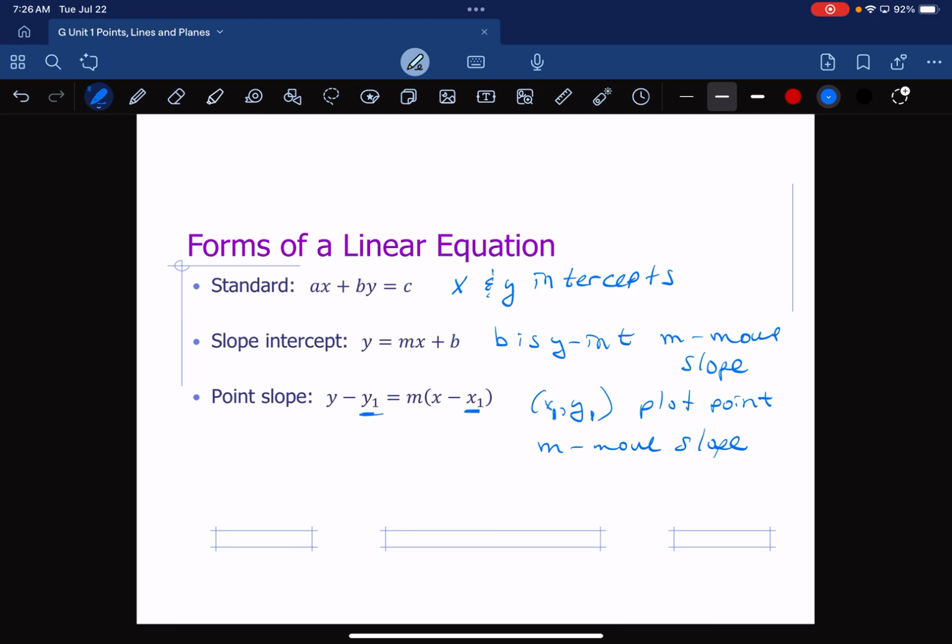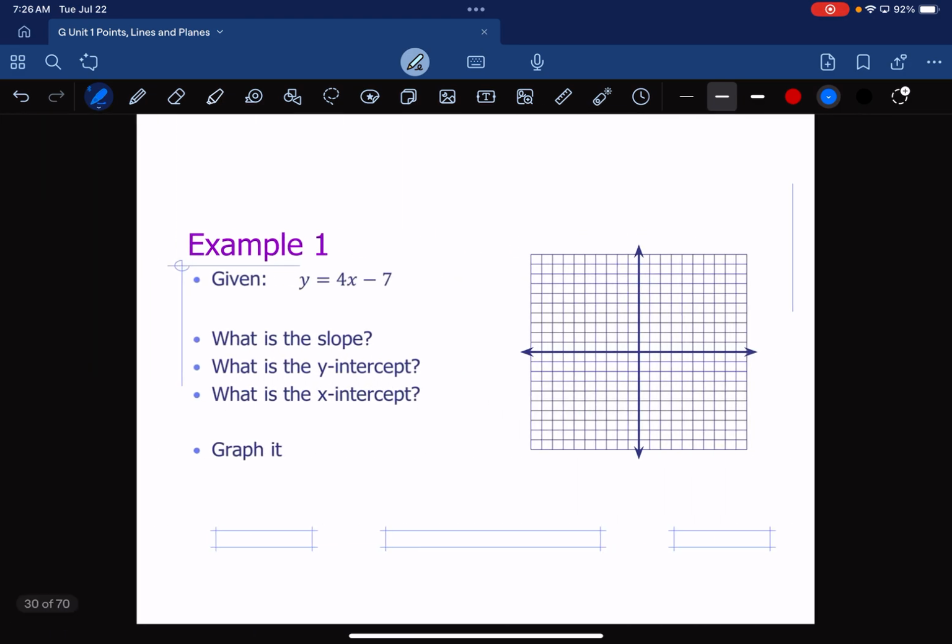So let's look at these three and see how they work. Which form are we given here? Well, this is y equals mx plus b. This is our beginning point and our move. Our beginning point here is -7, and our move is the 4. So what's the slope? Well, it's 4. I'm going to put it over 1 so we can make a fraction out of it. The y-intercept is b. That's -7.